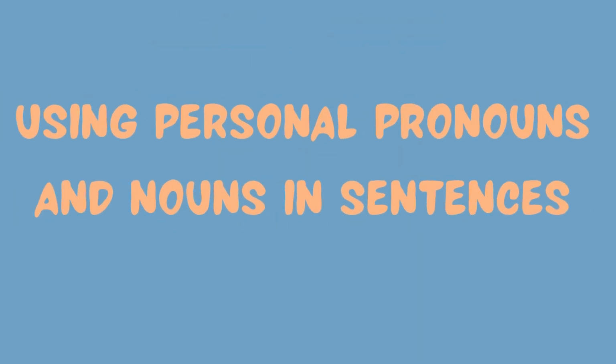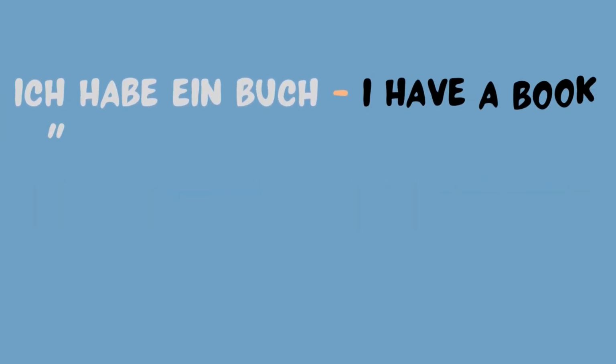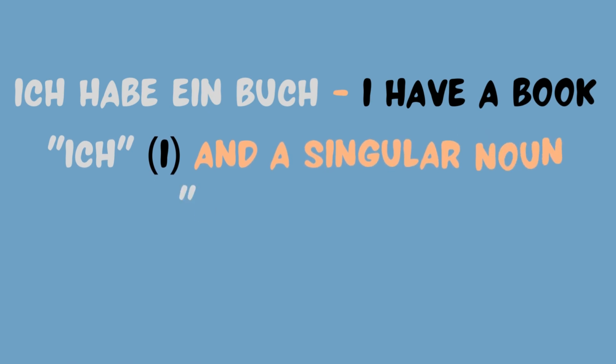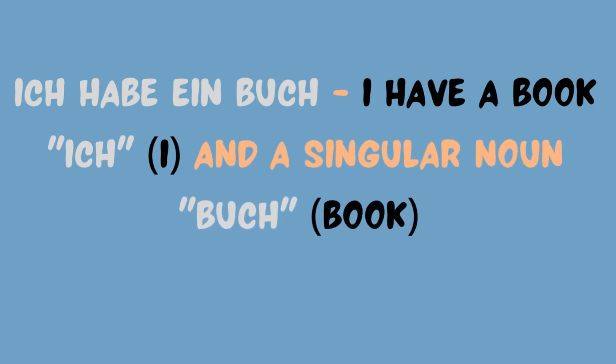Using personal pronouns and nouns in sentences. Now, let's look at how to use these personal pronouns and nouns in sentences. Ich habe ein Buch. I have a book. Explanation. Using ich, I, with a singular noun Buch, book.